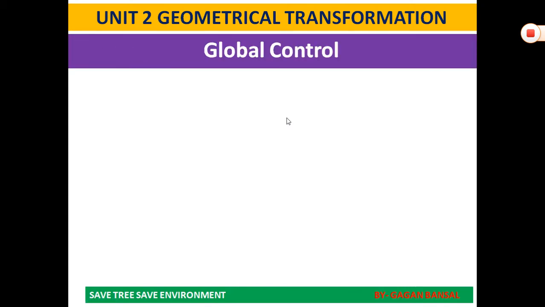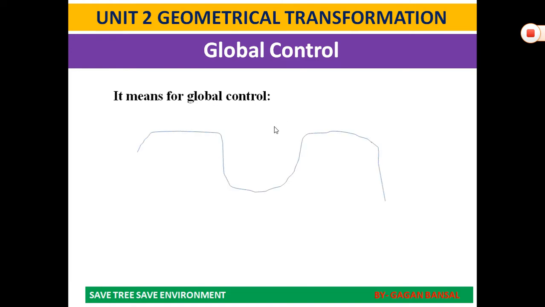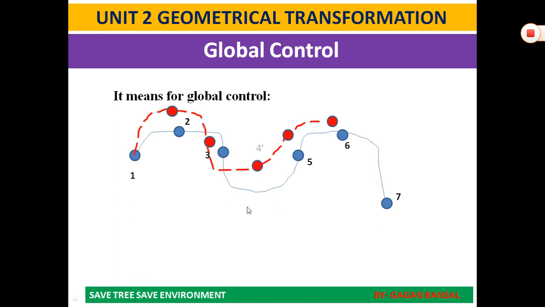Next is global control. What is global control? Suppose I have the same curve, derived by different control points, and again I name them 1, 2, 3, 4, 5, 6, 7, and at a certain point I say again that this 4 is not my desired control point, it is somewhat 4 dash. So if I change only one control point, it sometimes changes the entire curve. That kind of control system is known as a global control system. So these are the two types of control system, that is local control and global control.